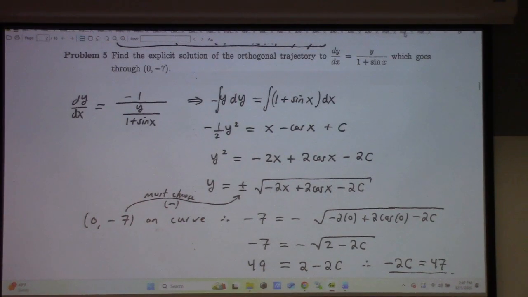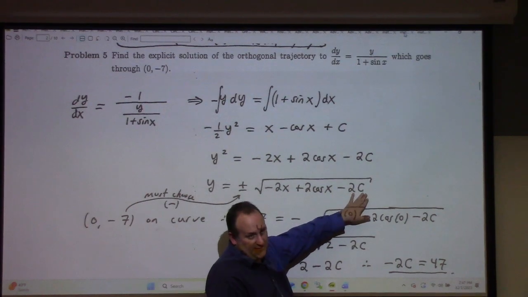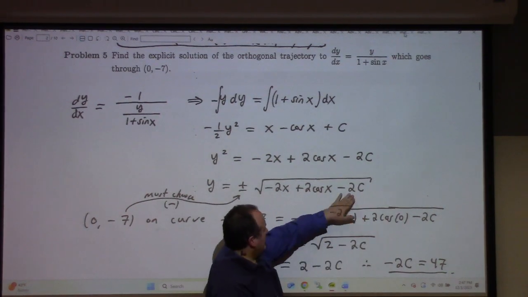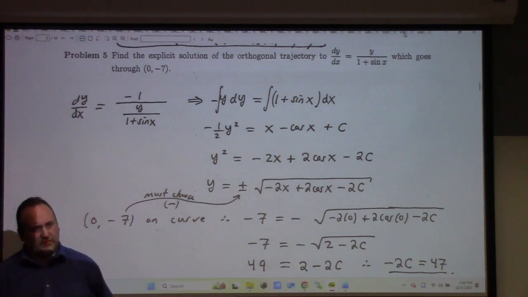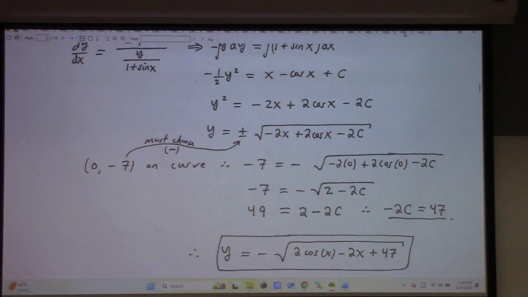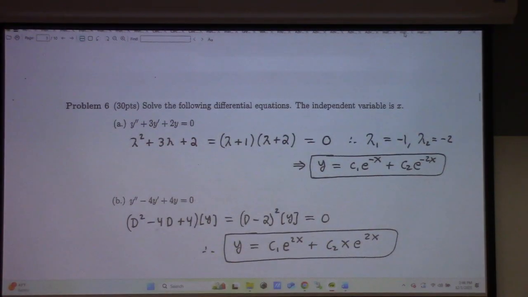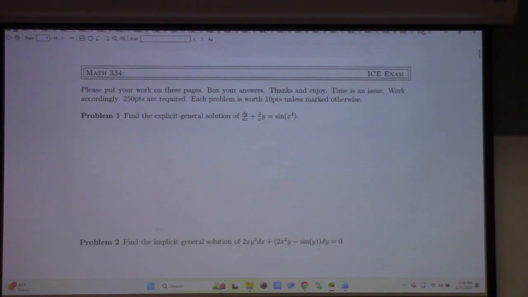So minus 2c is 47 as it happens. And see, I don't need to solve for c. Why not just solve for minus 2c? Because minus 2c is what's in the answer anyway. So if I find that, I've got the answer. So put that in here, then of course I need to choose the minus. So hopefully I have the answer down here. Yeah, all right. Let's move on. Oh, oopsies. Oh man.